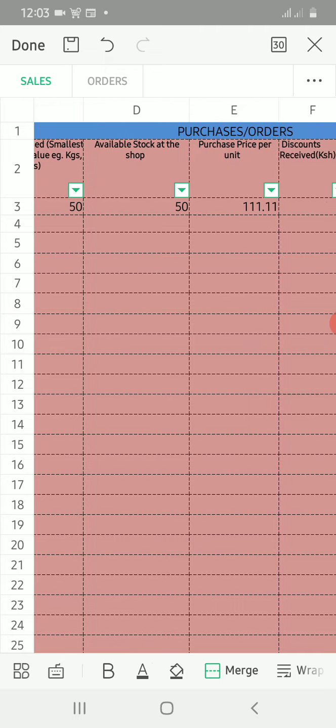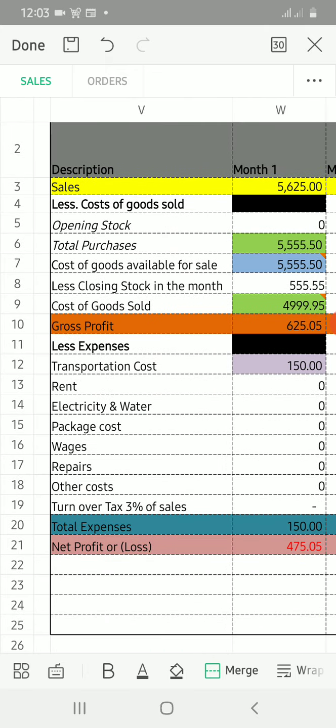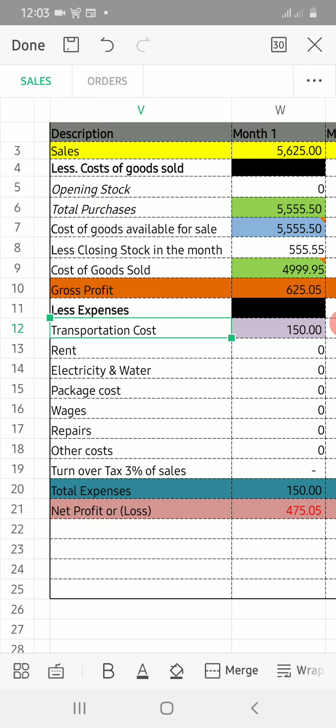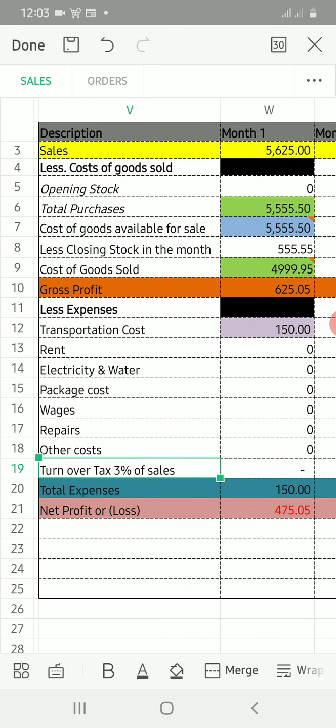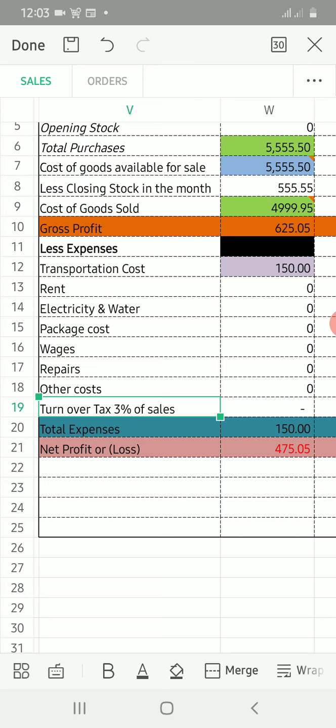In our case we only had one transportation cost, which was 150. From this money we are not paying rent, electricity, package costs, or wages. You can't pay wages from one product. Repairs, and maybe there were other costs. And remember, according to the government guidelines, if you're earning an amount that is less than 500,000, you're supposed to pay a turnover tax, or maybe it changed. Maybe you can go and make further inquiries.